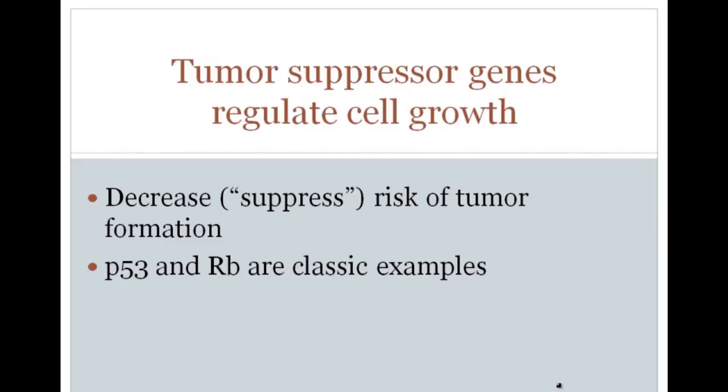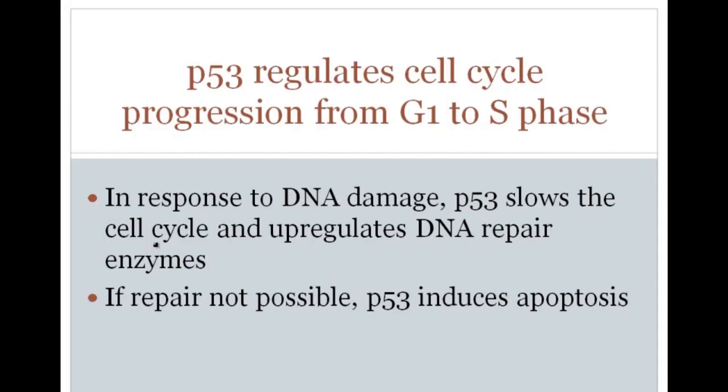So the key idea here is that tumor suppressor genes decrease, i.e. suppress, the risk of tumor formation. And the 2 classic examples are P53 and retinoblastoma. So let's take a moment to discuss each of these. Now, what does P53 do? It regulates the cell cycle. In particular, it regulates the G1 to S phase. And the way I think about P53 is sort of like a traffic cop.